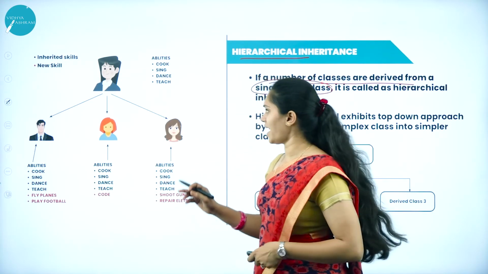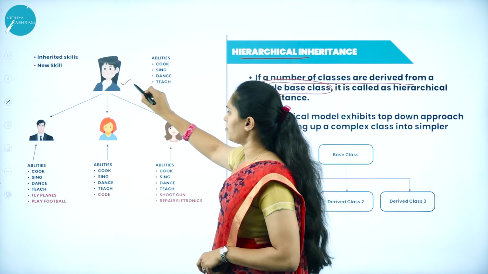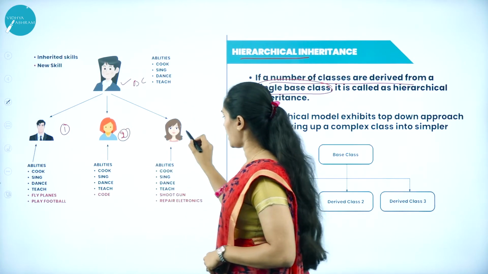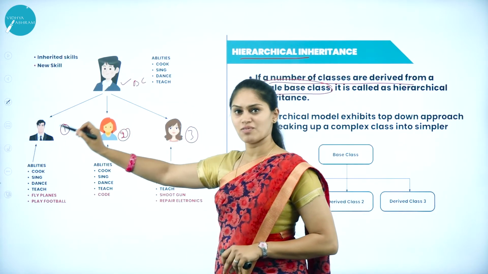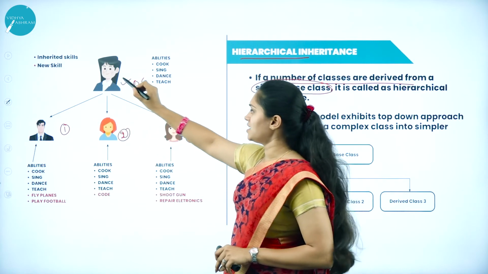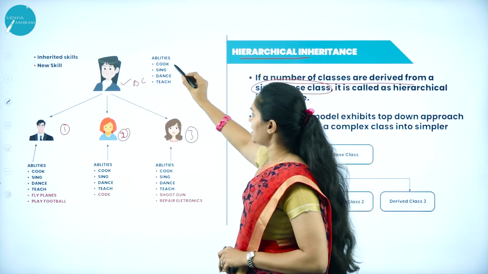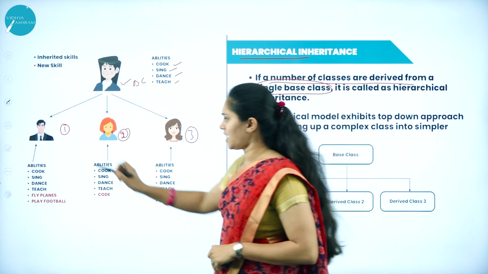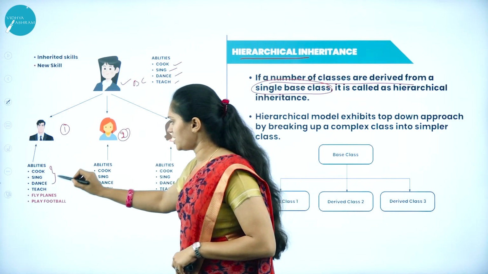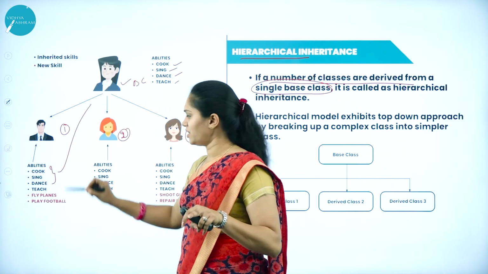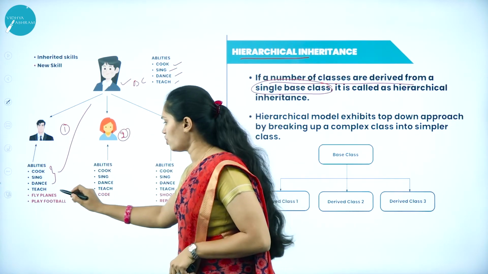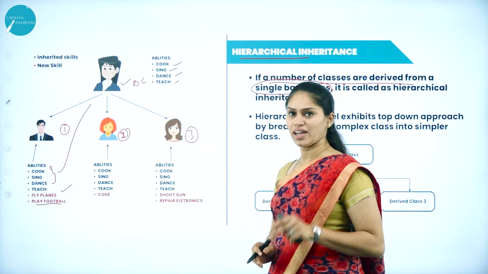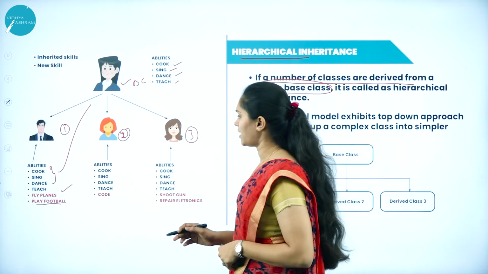So if you consider the example here, we have one base class and 3 derived classes. All the 3 derived classes are going to acquire the features from the same base class. So what are the features they have? Here she can cook, sing, dance and she can teach. And this derived class is going to inherit the features from this base class. This derived class can also have its own features like flying planes and playing football. Okay, this is for your context or example.